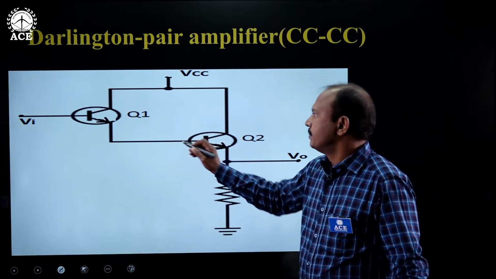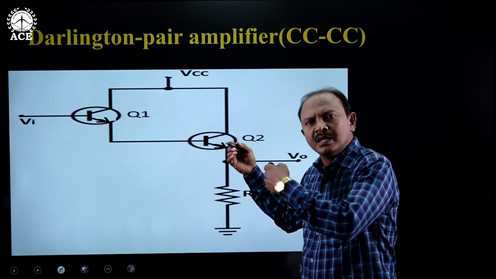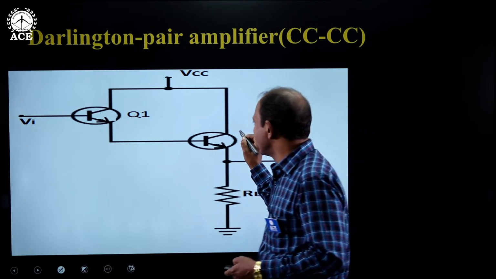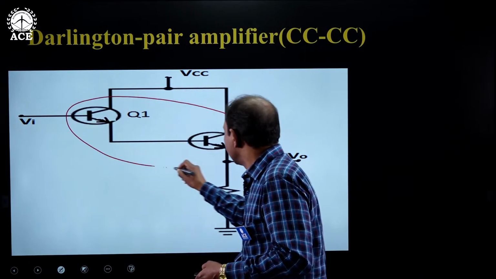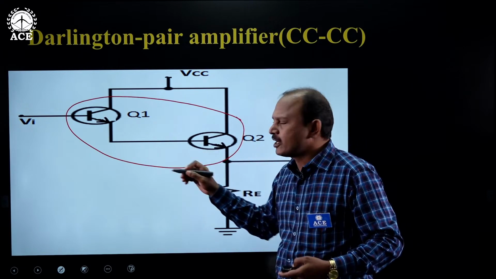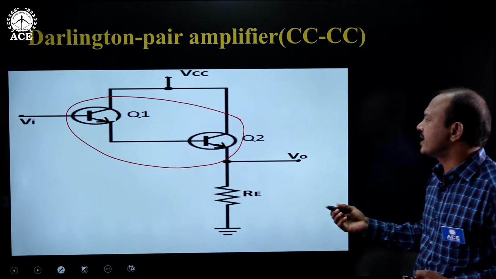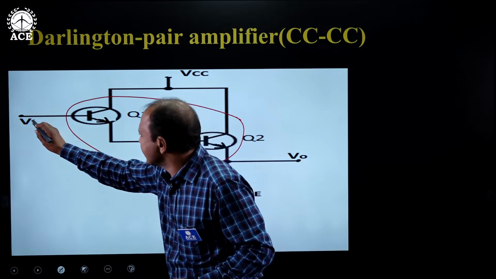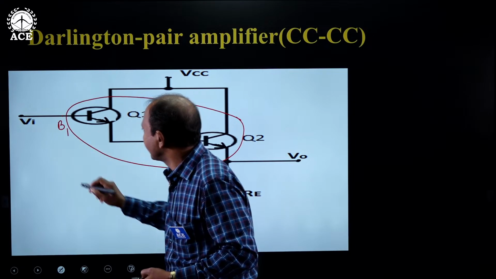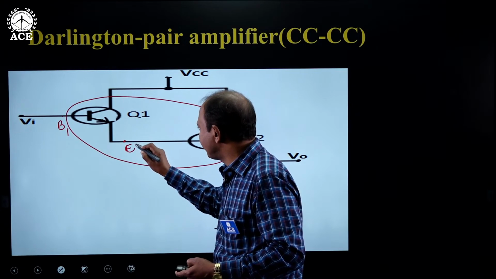This is the basic circuit of the Darlington pair amplifier. A pair of transistors are available in the form of a package, and hence this is popularly called a Darlington pair. These two are together available in the form of a single package, hence it is called a Darlington pair. With the help of the Darlington pair, if you construct an amplifier, such an amplifier is called a Darlington pair amplifier. If you carefully observe, the input signal is applied to the base of the first stage and output is obtained at the emitter of the first stage.